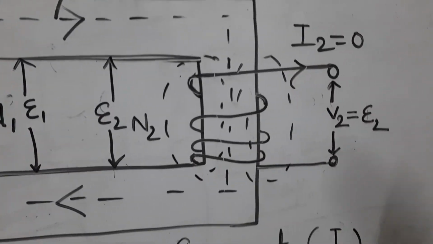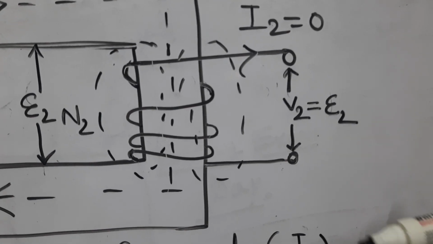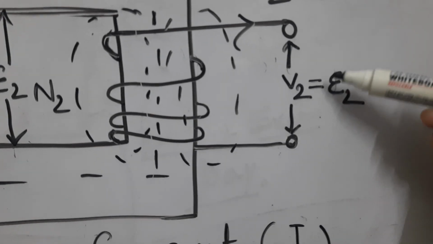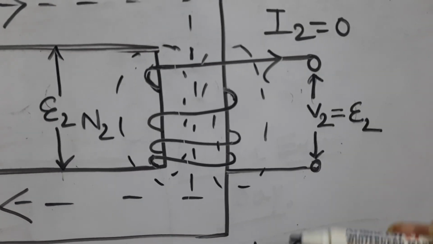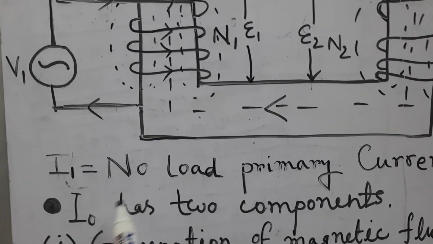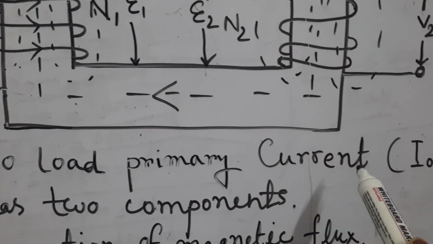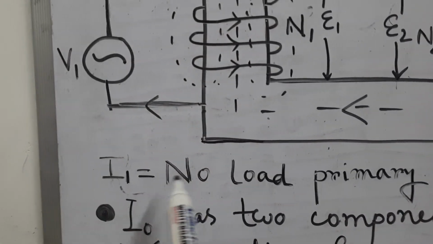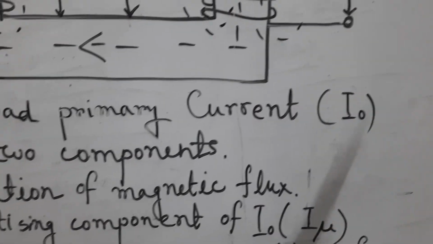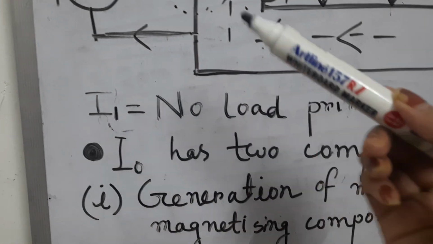So for the secondary side, V2 equals E2. That means the secondary voltage is equal to the secondary EMF. For this, I2 will be 0. So I1 is the no load primary current, and it's a very small value. It's also denoted by I0; I1 and I0 are the same.